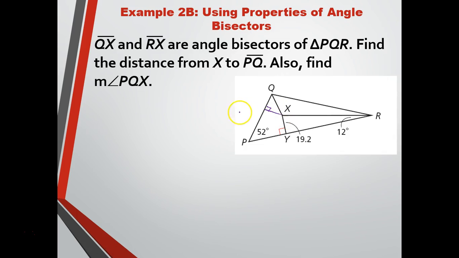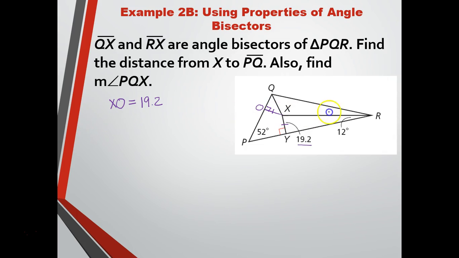So there we go. And since this is showing that this segment right here, PR, is perpendicular, we can say that distance right there is congruent to this one here. So X, again, I'm going to label this O, is equal to 19.2. So XO is equal to 19.2. Now let's find the measure of PQX.